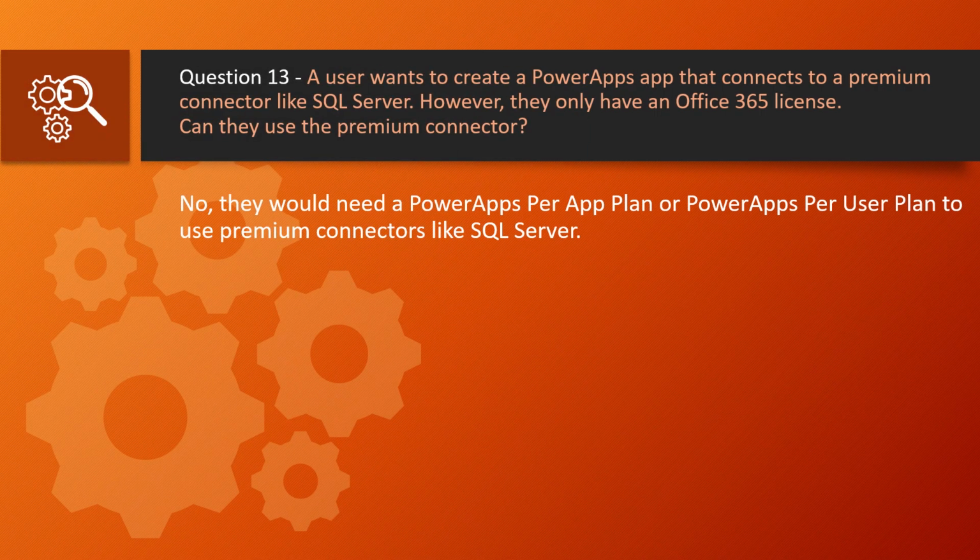A user wants to create a Power Apps app that connects to a premium connector like SQL Server. However, they only have an Office 365 license. So can they use the premium connector? No, they cannot, because they would be required to have the Power Apps per app plan or Power Apps per user plan to use the premium connector like SQL Server.